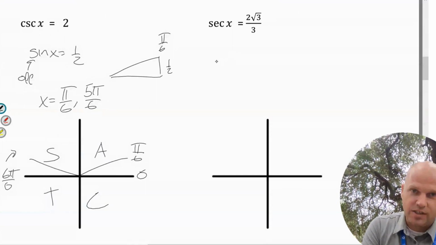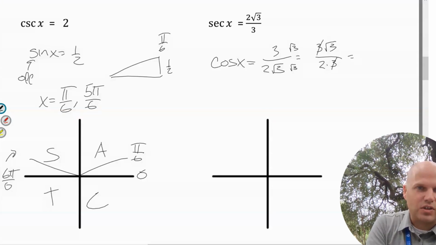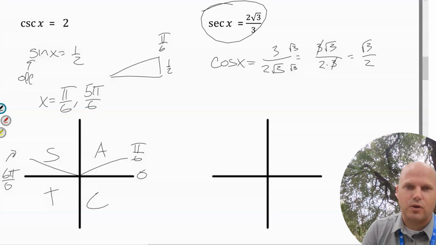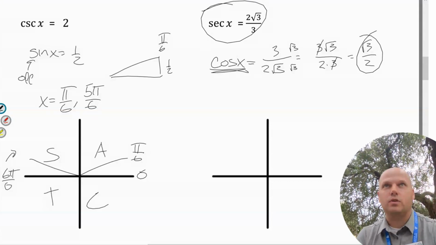Now, this one's interesting. If I flip this, I get this. What the heck is 3 over 2 root 3? Well, if you rationalize it, maybe you can see it a little better. I get 3 root 3 over 2 times root 3 times root 3 is 3. Oh, look at that. The 3's cancel, and I get root 3 over 2. So actually, secant equaling 2 root 3 over 3 is equivalent to cosine equaling root 3 over 2.